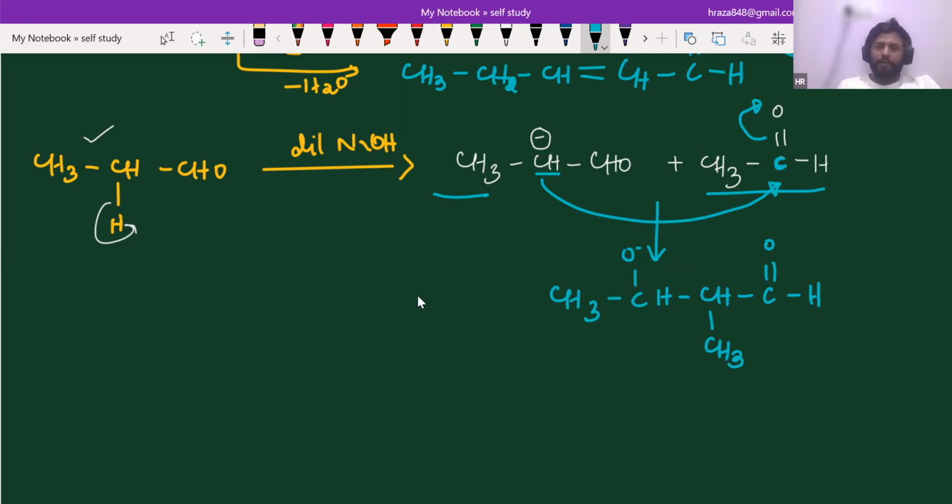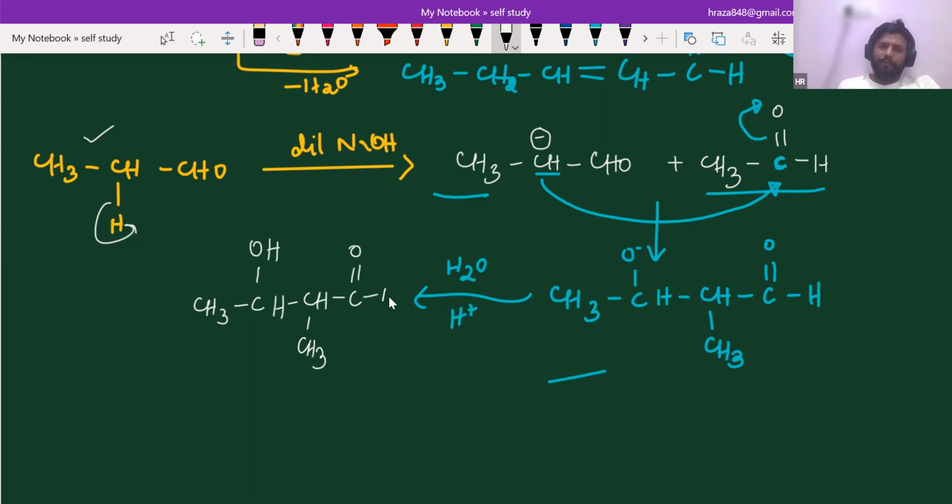Now again you are going to see, I'm going to hydrolyze this, that means H2O, H plus. This H plus will be attacking on this O minus, so you will get CH3, COH, and then CH, and then CH, and then again CH3, C double bond O. So this is your cross aldol product, not cross aldol condensation.